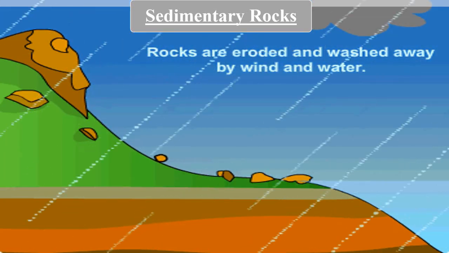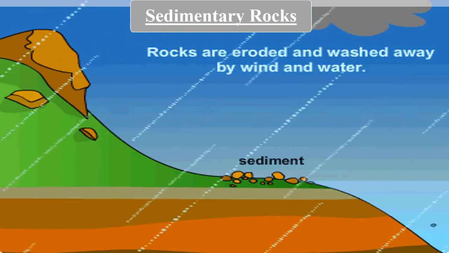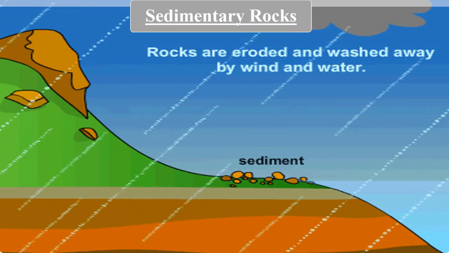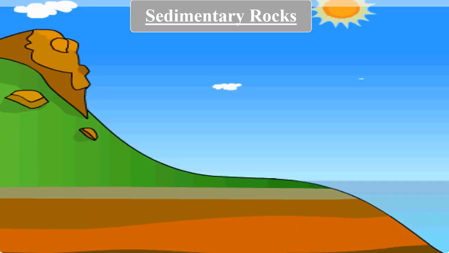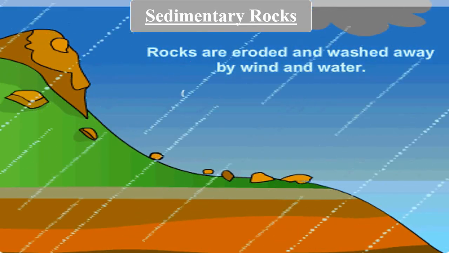Okay, so erosion and weathering include the effect of wind and rain, which slowly break down the large rock into smaller rocks, hence leading to the creation of these sedimentary rocks.